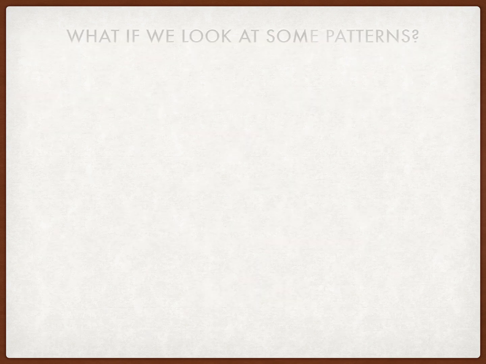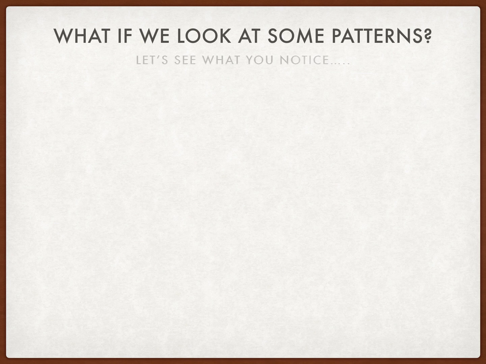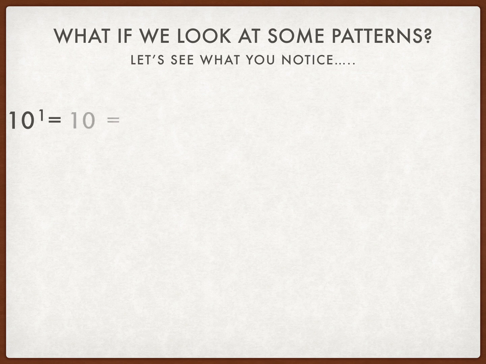What if we look at some patterns? Let's see what you notice. Let's start with 10 to the first power. We're going to take 10 to the first power and put it in expanded form. Again, the base is 10, the exponent is 1. The base is what we write and we do it as many times as the exponent tells us. So in this case, we would write the number 10 1 time. And that would give us just 10. Now, if we were to type 10 into the calculator to figure out standard form, we would just get 10 because we're not multiplying it by anything else.